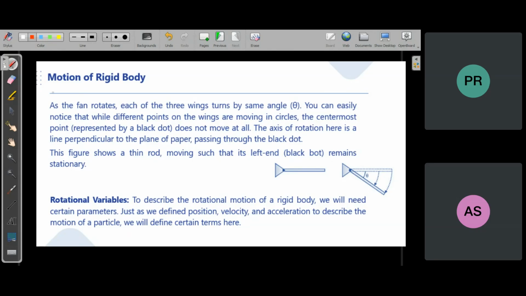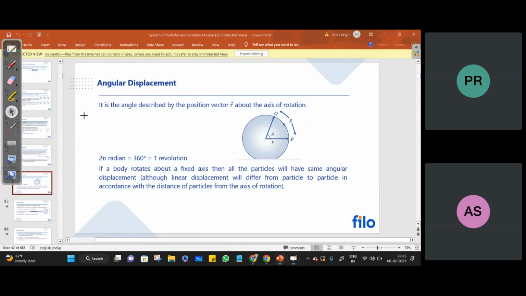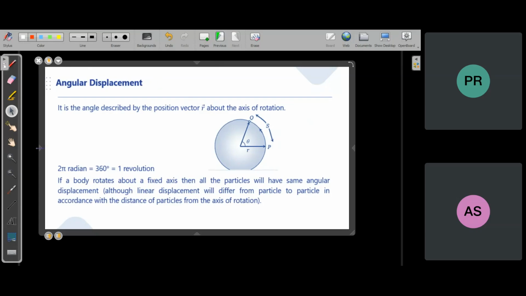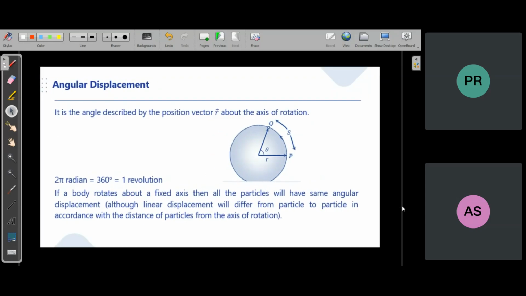So, motion of a rigid body. We already discussed pure rotational motion. Now, to understand more about rotational motion, first we will introduce some angular variables. These angular variables are very important to understand. The first one is angular displacement. Just like there is simple linear displacement, similarly there is angular displacement.